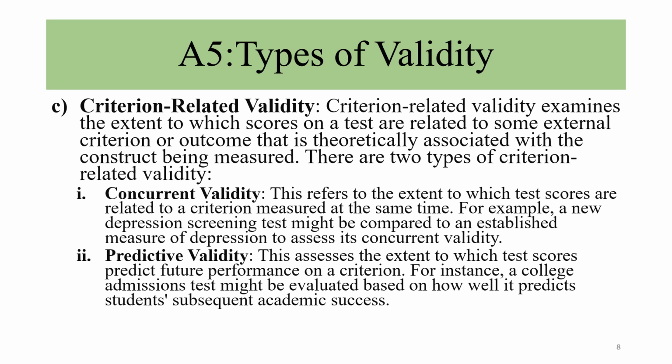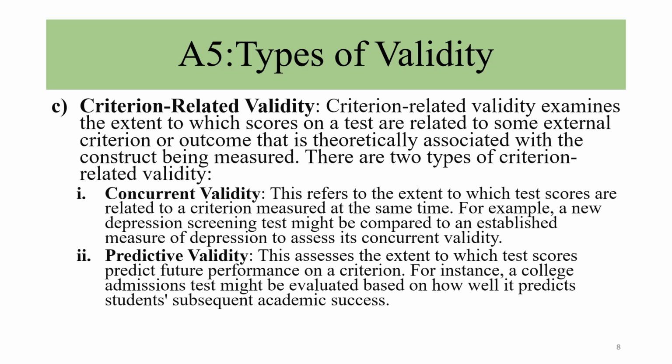Next one in the types of validity is criterion related validity. You know, criterion is something which is used to actually validate the tests, as a type of ruler. So let us see what is in this slide. Criterion related validity examines the extent to which scores on a test are related to some external criterion or outcome that is theoretically associated with the construct being measured.